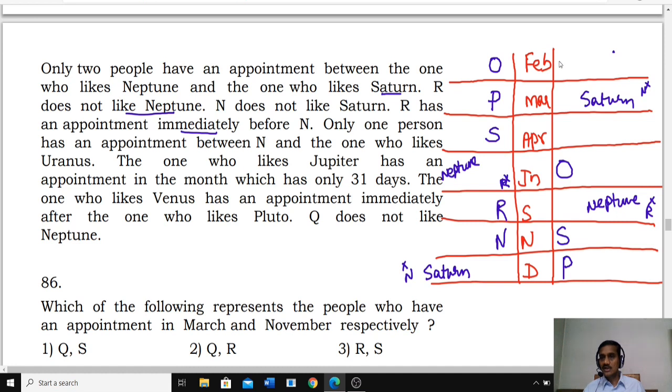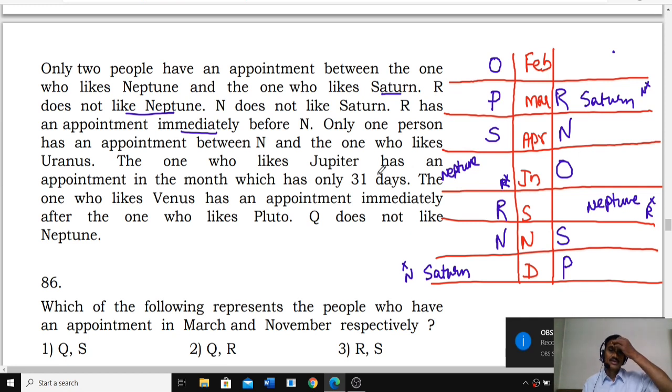If R is here, N must come here, which is not possible. There is a chance for R to be here. Then what is the only possibility? R and N. Isn't it? R and O. R and N. And next, R has an appointment immediately before N.